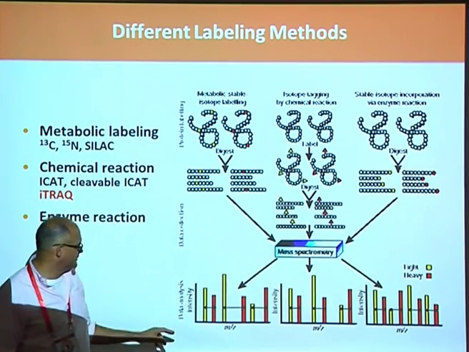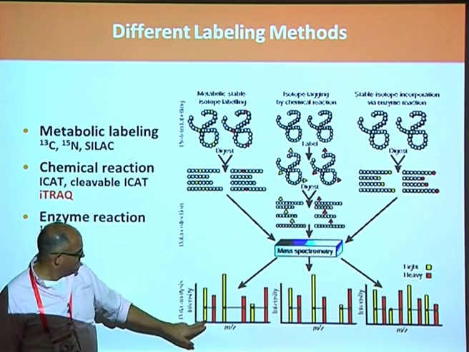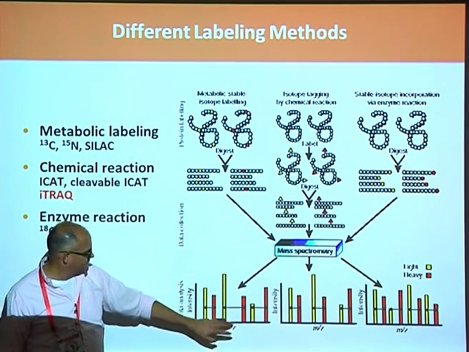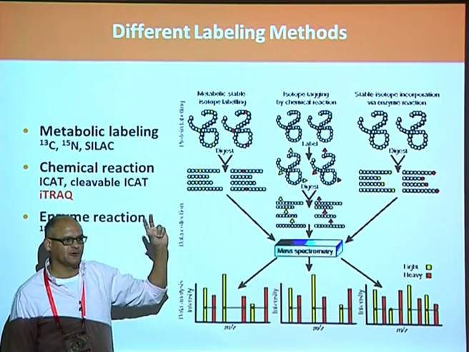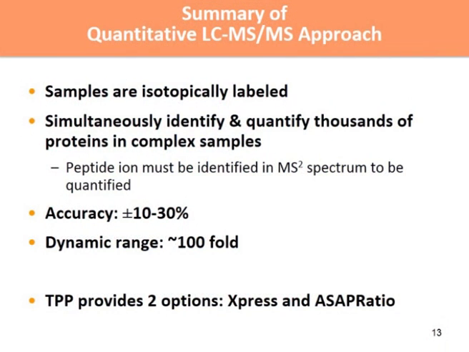When you run through the mass spectrometer, you will see in MS1 the peaks of those, you'll have pairs of these shifted by the mass that you incorporated. And just as a summary, in this case, two samples. There are now techniques by which you can do more samples of this type, but they're still kind of nascent. The samples are isotopically labeled, so chemically identical, just different mass. And you can simultaneously identify and quantify thousands of proteins in complex samples. You must identify at least once a peptide ion in the MS2 spectrum so that you can quantify it. Otherwise, you just don't know what that is.